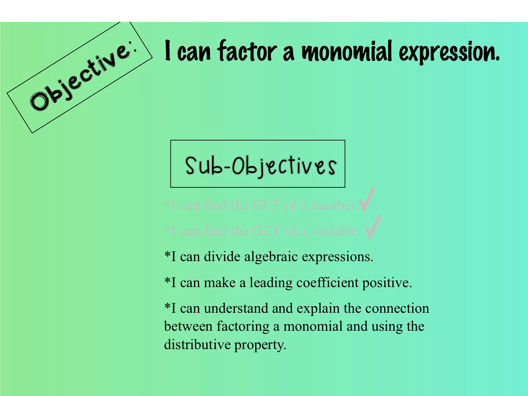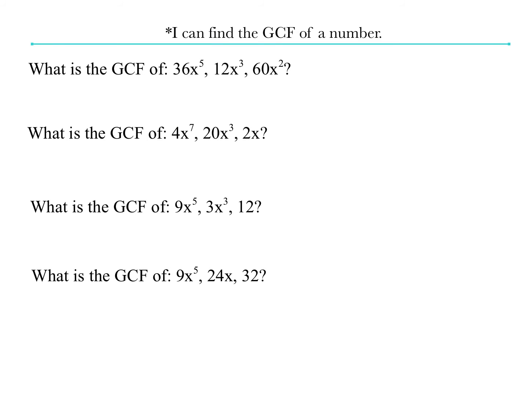All right, so we found the GCF of a number, and now we found the GCF of a variable, so now we're going to put that together. So if I had 36x to the 5th, 12x to the 3rd, and 60x to the 2nd, and I were asked to find the GCF of that, I'm going to find the GCF of the coefficients. So I'm going to list out all the factors of 36, all the factors of 12, and all the factors of 60.